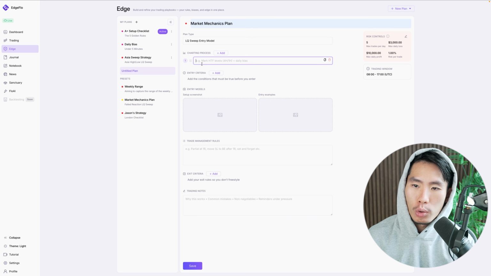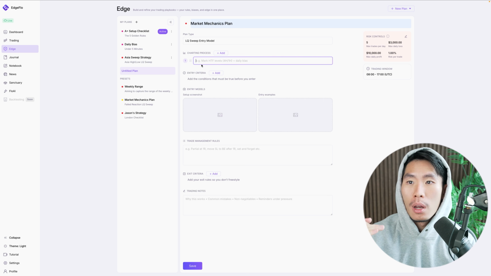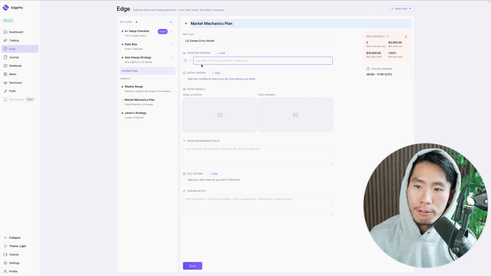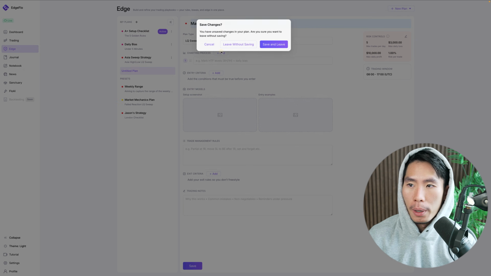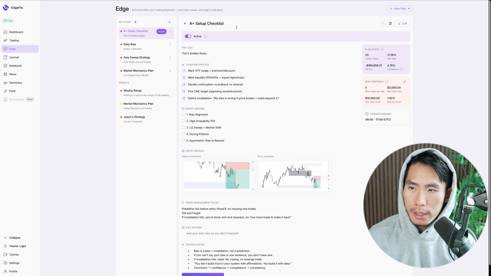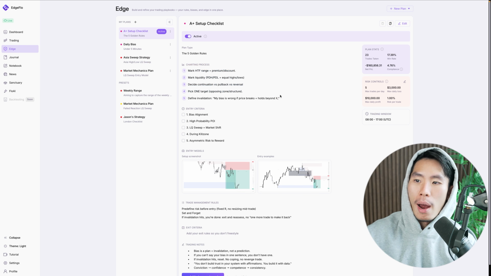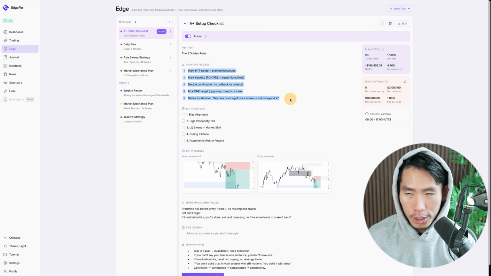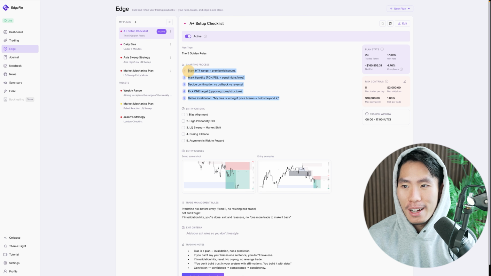All right, so this is where I'll put literally my top-down process, what I do on the higher time frame, what I do on the medium time frame, what I do on the lower time frame. So just to give you a quick little example, you can see this one right here on this A+ setup checklist. These are the steps that I have in my charting process, right? If you know how I trade, you will understand all of these terminologies. If you don't, you might want to consider checking out my YouTube.